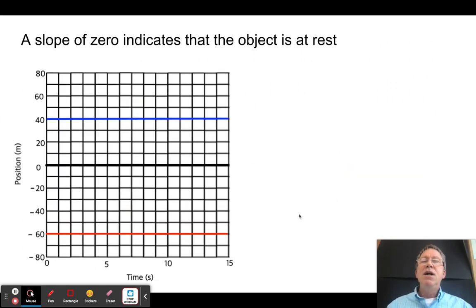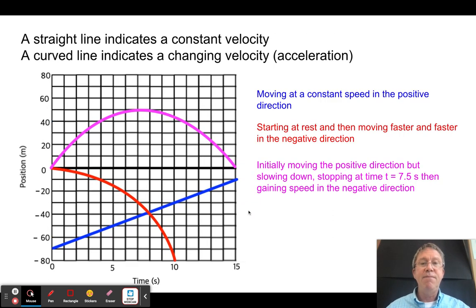Okay. Now, what if you have a slope of 0? Well, a slope of 0 means you're not moving, right? So if I look here, 40 minus 40, that's a 0. Negative 60 minus negative 60, that is 0. So this object is parked 40 meters to the right of me. This object is parked 60 meters to the left of me, okay?